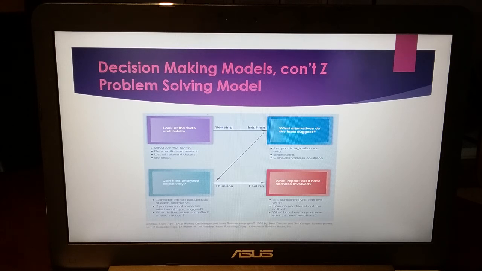You might do some brainstorming, and you make decisions using both sides of your brain, if you will. That's the idea of the Z model.